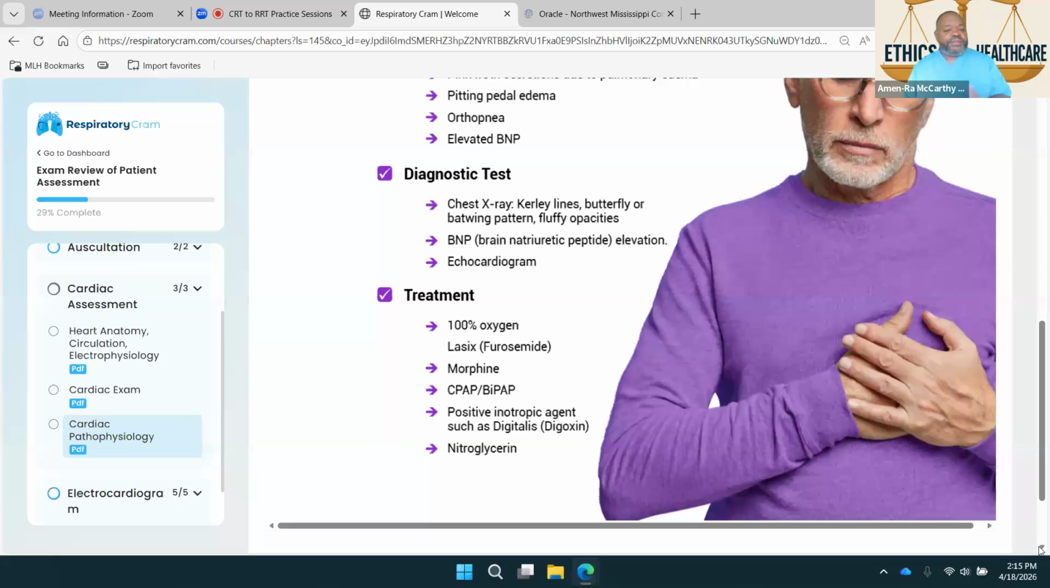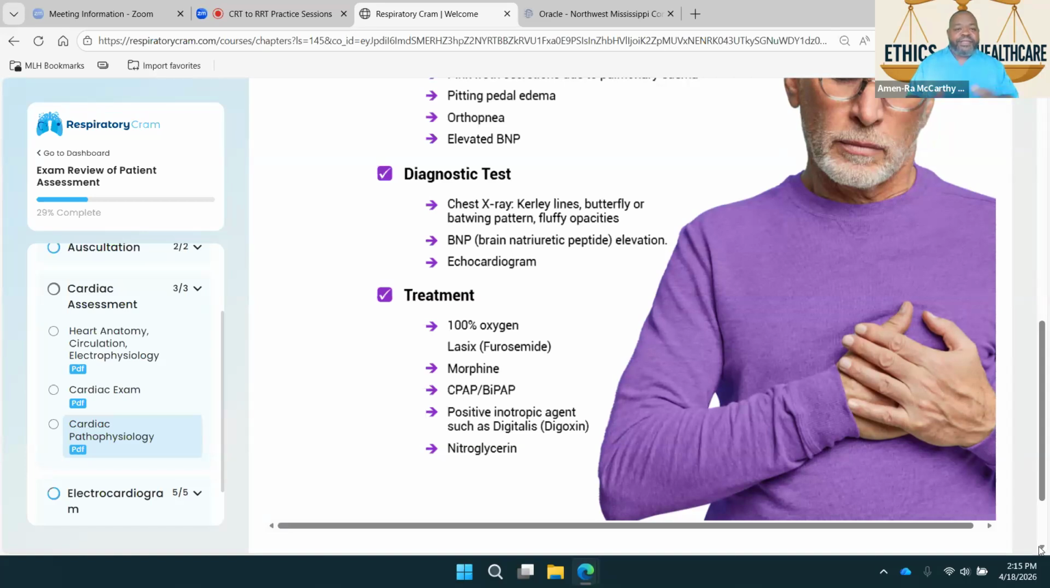So what are some of the diagnostic tests? We can do a chest x-ray, right? Which shows curly B lines or curly lines, butterfly or bat wing pattern, fluffy infiltrates or opacities, right? All those things mean CHF or pulmonary edema, right? And CHF is pulmonary edema because it's a congested area around the heart, okay? A BNP, or brain natriuretic peptide elevation, right? A BNP.